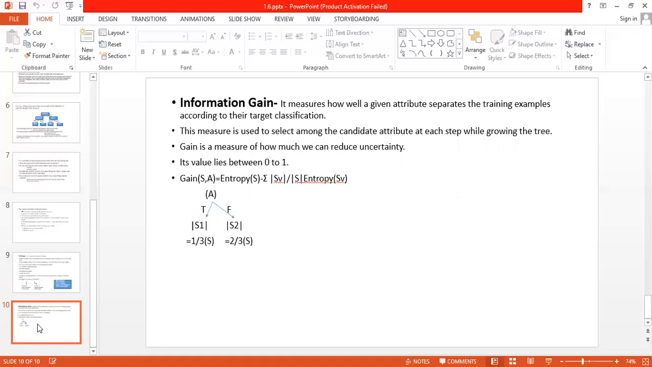S1 and S2 are the samples in which true and false values are there. True and false in the sense positive and negative values are there. And on the basis of that, you have to calculate the gain. So this is the formula.